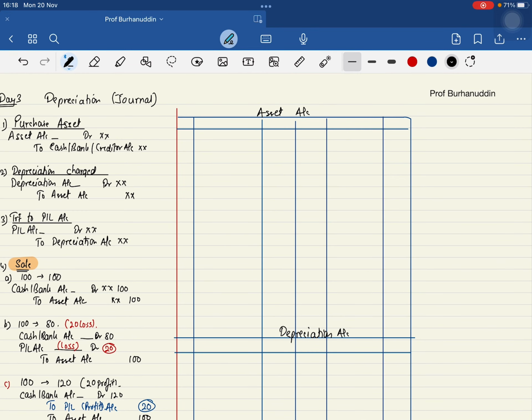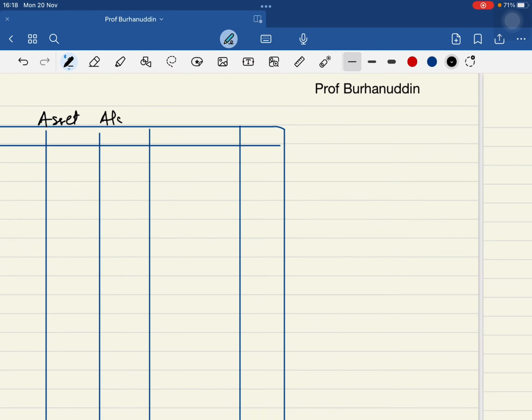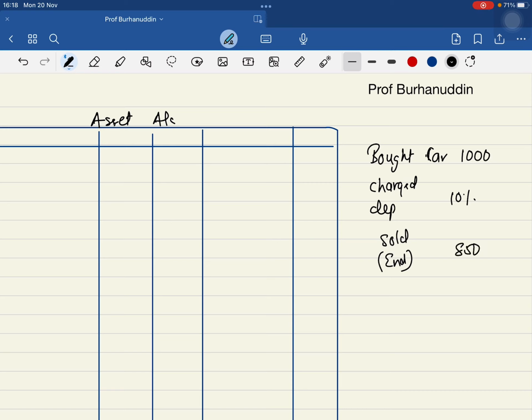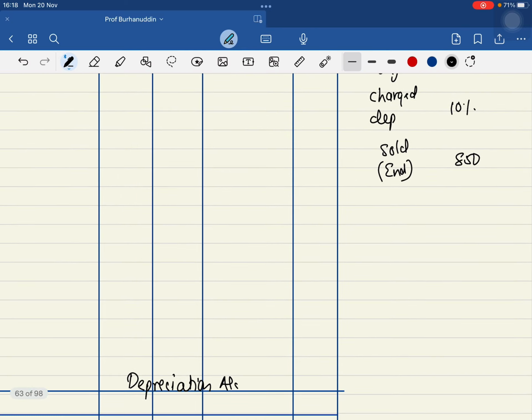Let's take one simple example, one calculation. Say I have bought the asset for 1,000. I charge depreciation of 10% and I sold it after 1 year, that is, at the end of the year, 31st March, for say 850. This is the information. How are you going to present this?